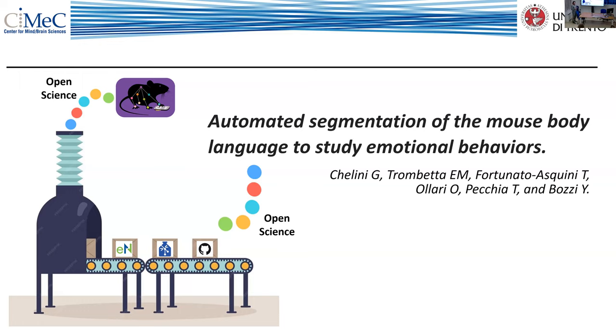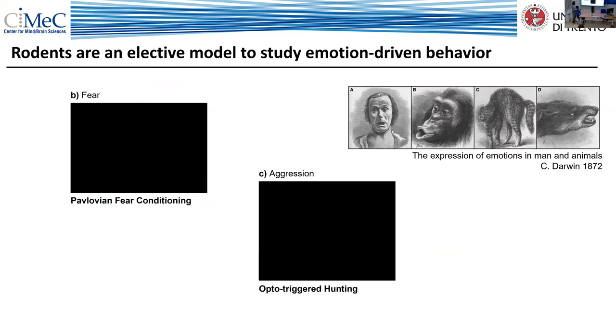We took an open source method and from that created an open source method that can be used by other people to standardize behavioral analysis in rodents. So it all starts from this. Darwin said this about 150 years ago, and the idea is that to study emotion, you can read animals, including human, body language, and understand what they are experiencing internally.